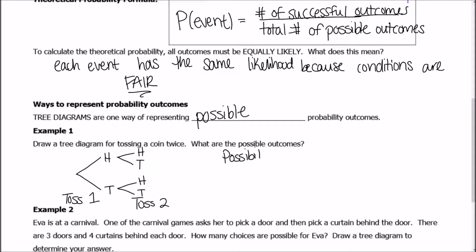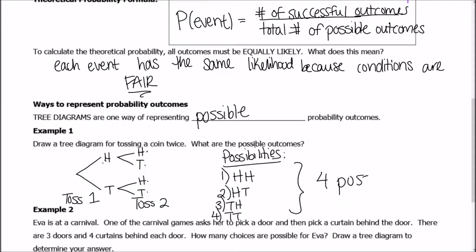First of all, how many possibilities are there going to be? We look at our last part and we count up how many there are. So there are 1, 2, 3, 4 total possibilities. Our first possibility is heads followed by heads. Our second is heads followed by tails. Our third is tails followed by heads. And our fourth is tails followed by tails. So we have 4 possible outcomes.